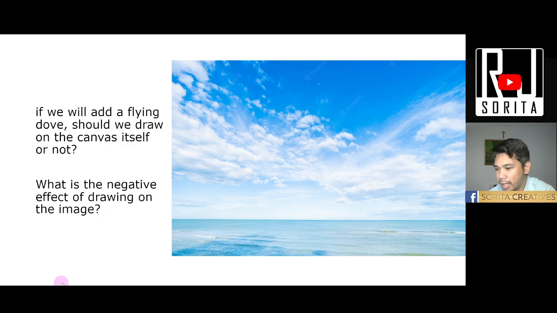Because if we draw something like a dove on the canvas, well, I cannot draw a dove, but let me try to draw a caricature bird. What would be the negative effect of it on the image? If you think about it, if we draw something on an image, it will become static. The drawing will become part of the image and it will be hard to edit it again. You cannot just remove it instantly.